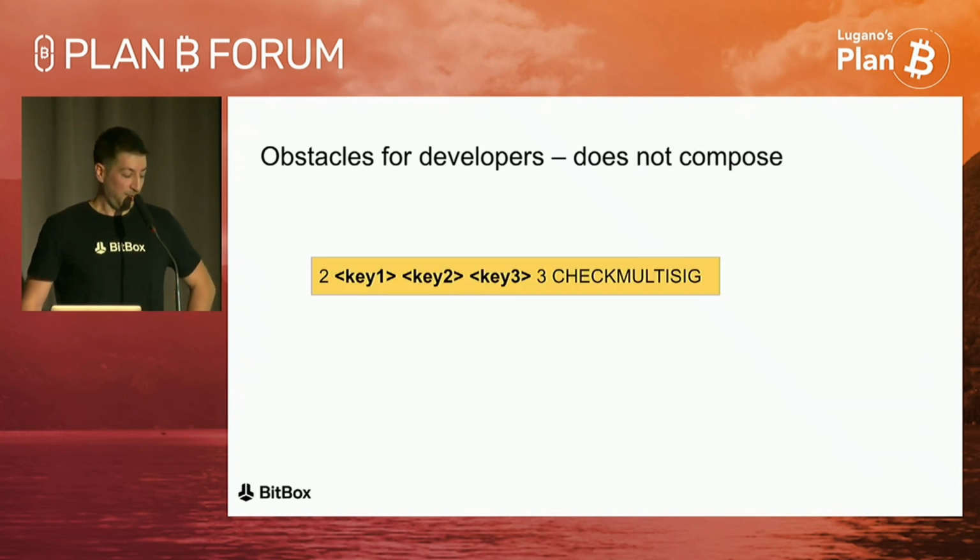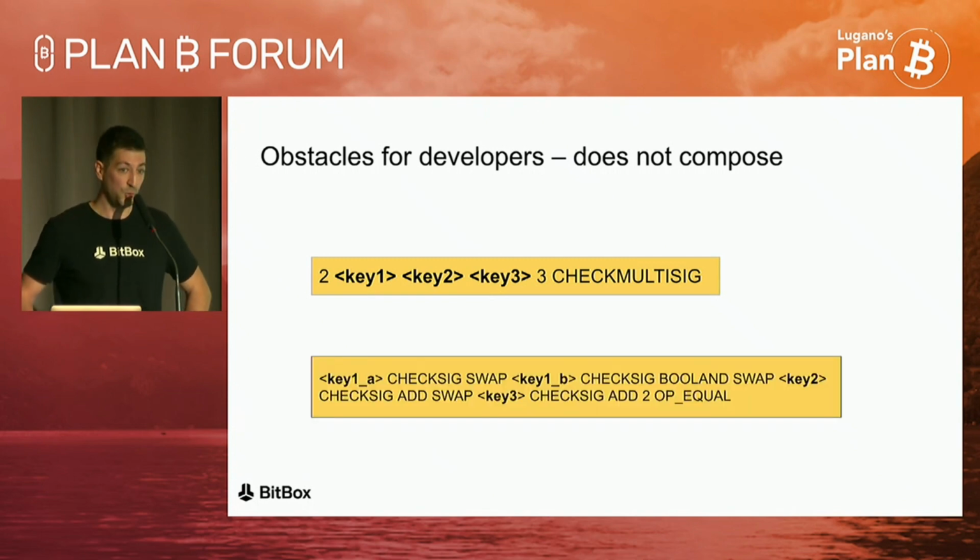A big issue is it does not compose. Let's say you have this normal 2 out of 3 multi-signature, but then you want to replace one key and make it something more complicated, like 2 out of 2 in itself, right? So the key 1 turns into key 1A and key 1B, and they should be a multisig on themselves, and the rest stays the same.